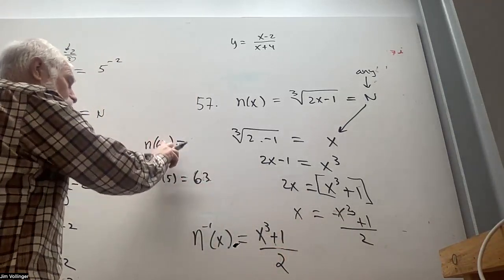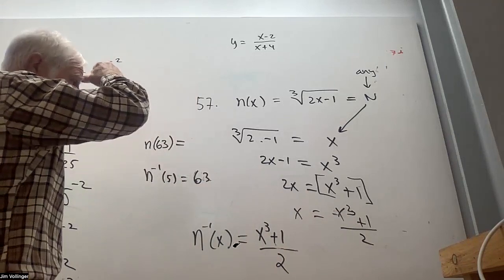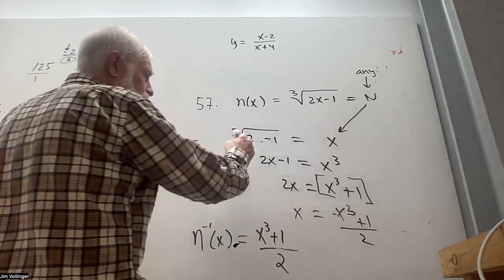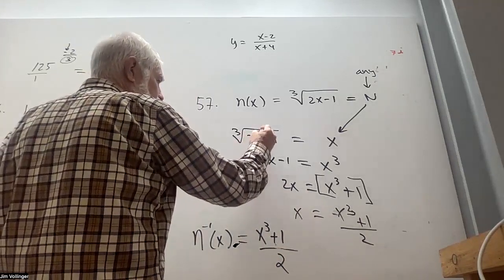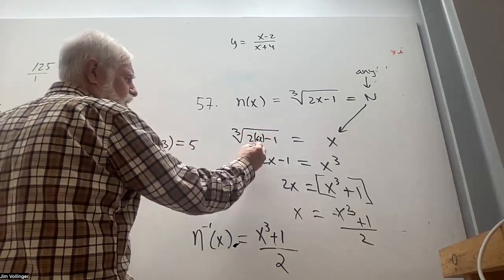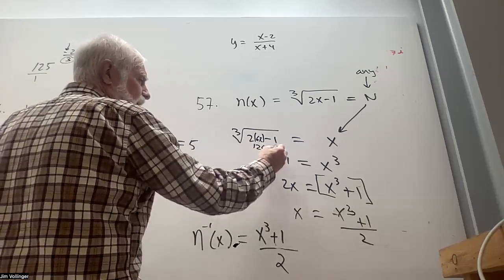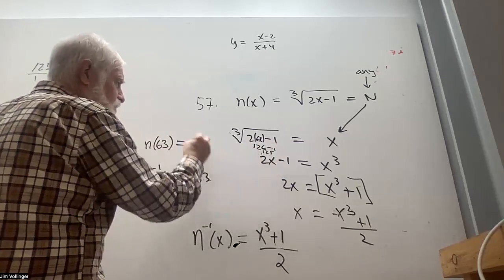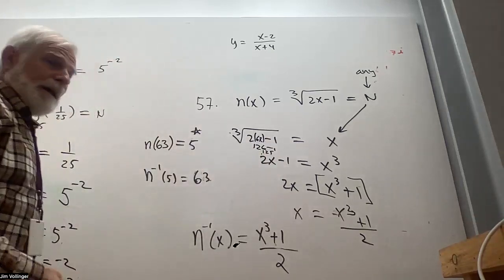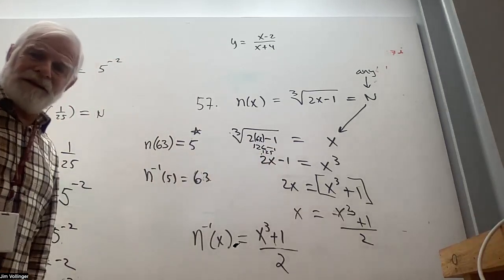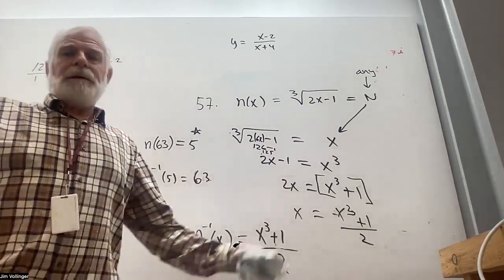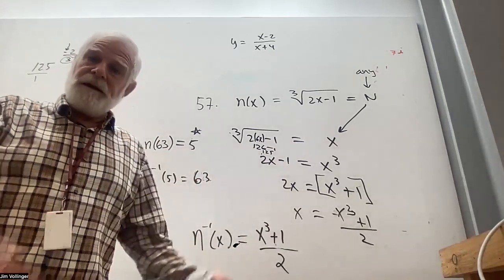So therefore, n of 63 has to come back as a 5. Let's find out if it does. So 2 times 63 is 126, minus 1 is 125, and the cube root of 125 is 5. And I just avoided a careless mistake by verifying very quickly if I had done it properly.